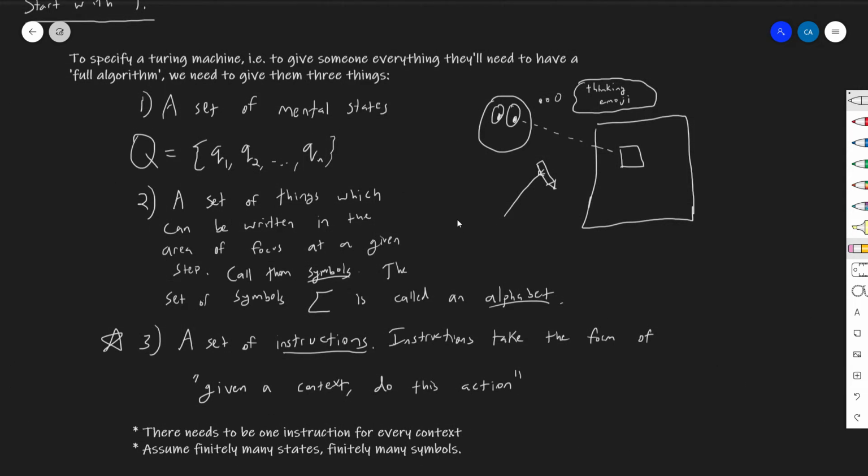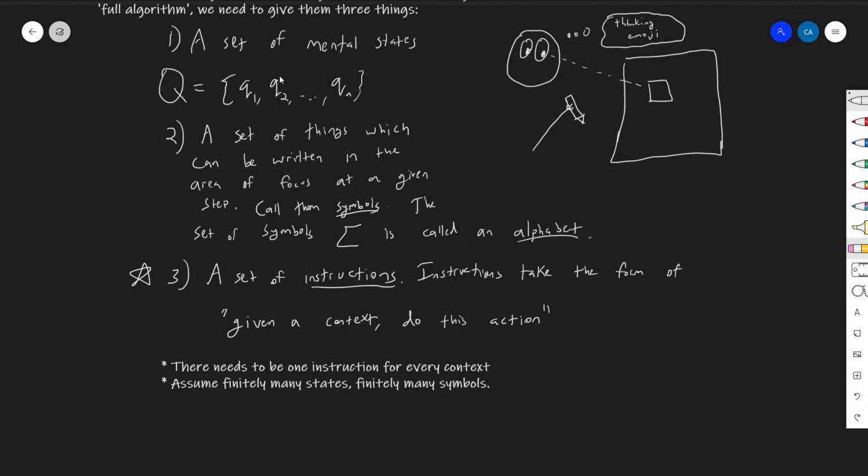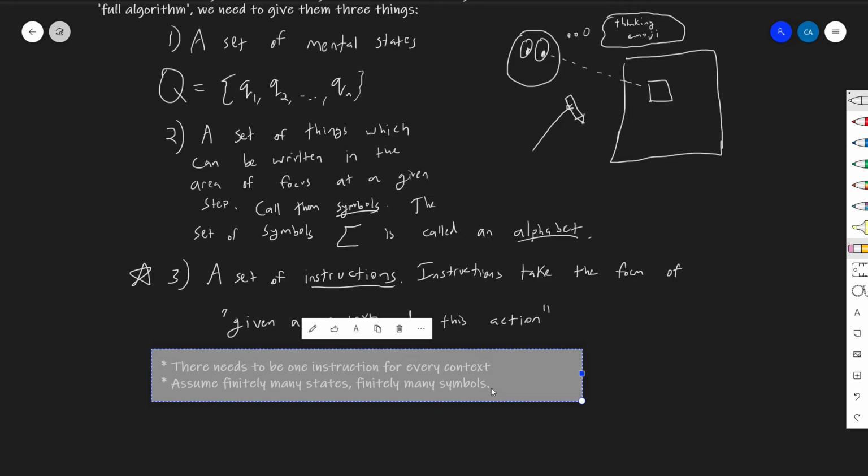So yeah, I might leave it at that. You might be worried about a finite set of mental states. You probably aren't. I'm probably the only one that is. But maybe we'll return to that. But we are going to assume a finite set of states and a finite set of symbols. And then since that's the case, we can now say that we only need a finite set of instructions.